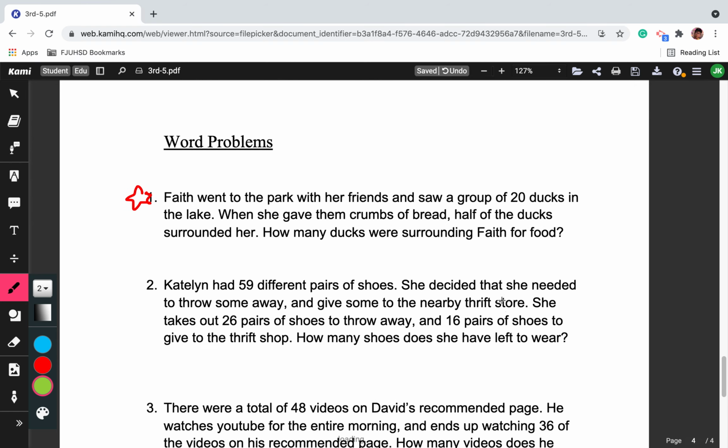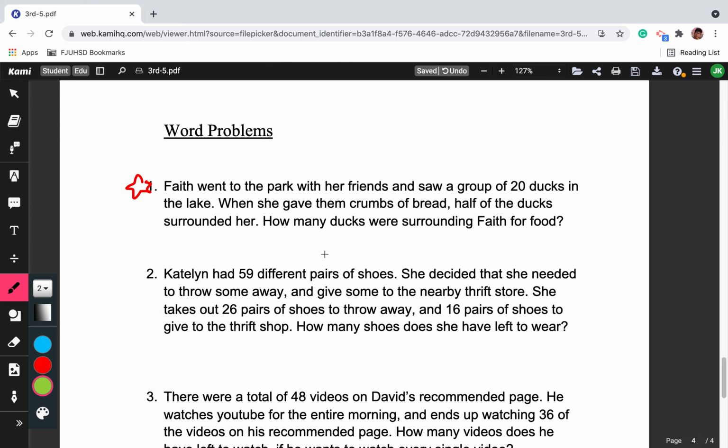Okay, let's look at a word problem. So a good tip for this is to underline important stuff and also check out signal words such as more than, half, less than, lost, and etc.